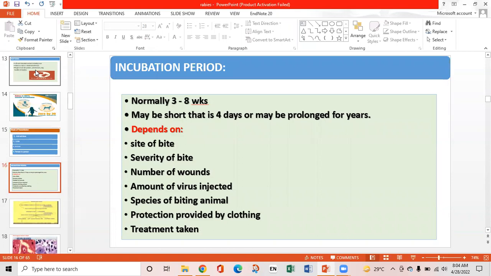Incubation period is normally 3 to 8 weeks, may be short, that is 4 days, or may be prolonged for years. However, it depends on the site of the bite, severity of the bite, number of wounds, amount of virus injected, species of the biting animal, protection provided by clothing, and whether treatment was taken or not.